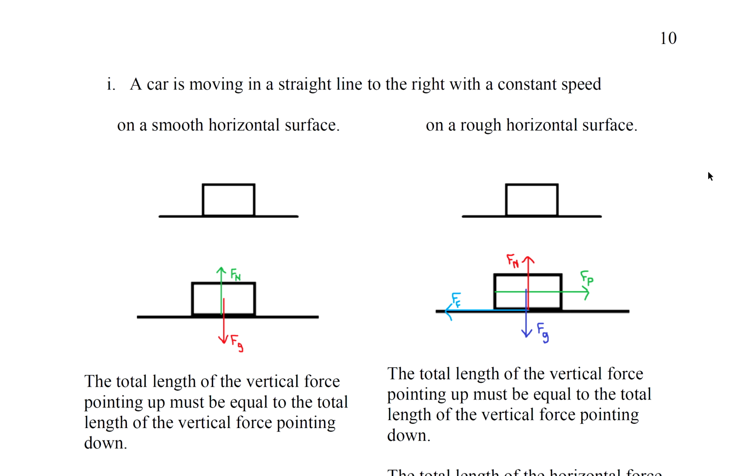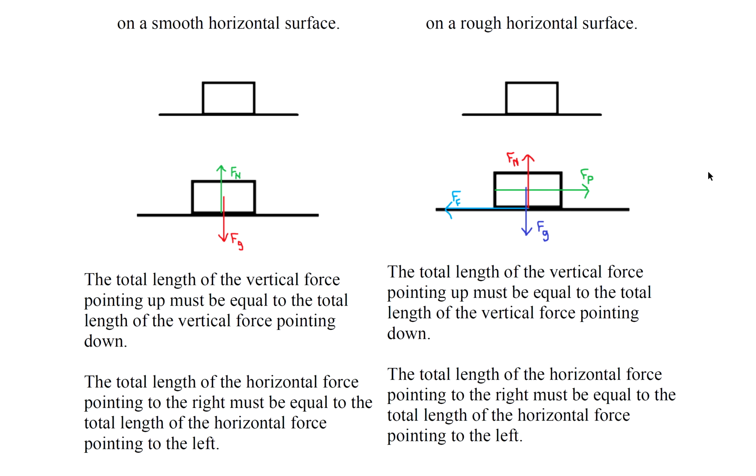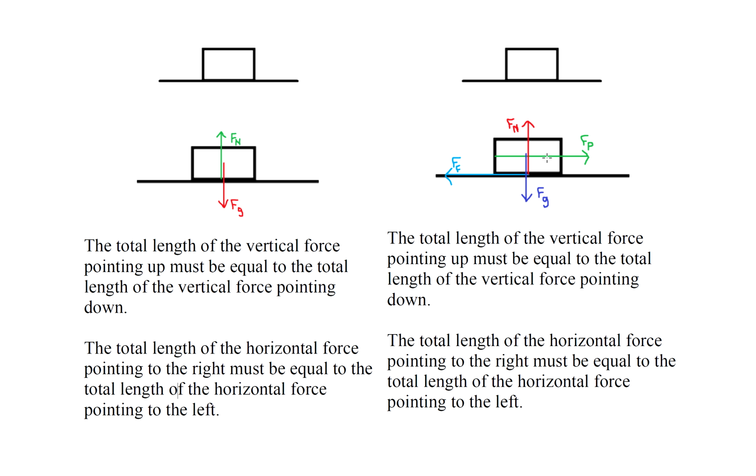Now look at the problem on the right. The car is moving in a straight line to the right with a constant speed on a rough horizontal surface. So force of push is equal to force of friction. Force of push to the right is equal to force of friction to the left. And force normal up equals force gravity down. You see force normal points from the surface, force gravity points from the center, force push points from the contact, force of friction points from the surface.